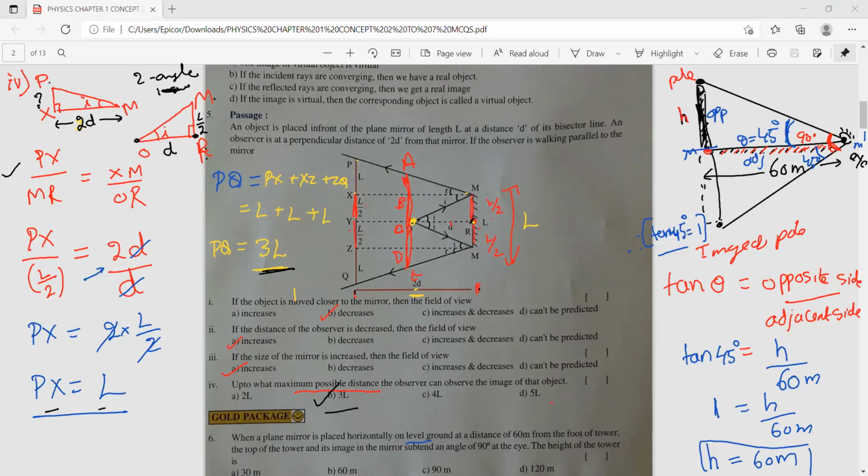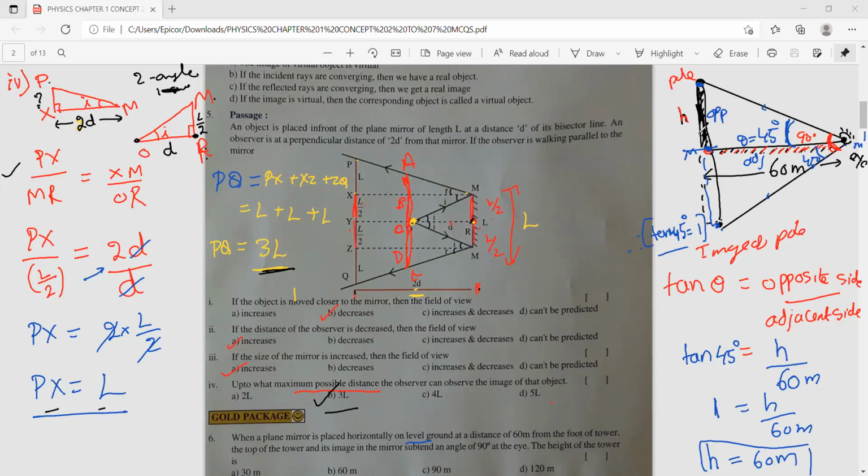This is a tower. H is the height of the tower, and M is the foot of it. From here to here, the mirror is there. Now the top of the tower and its image subtend an angle of 90 degrees at the eye. When you place your eye, the two rays from the eye, one to the top of the tower and one to the top of the image of the tower, will make an angle of 90 degrees.